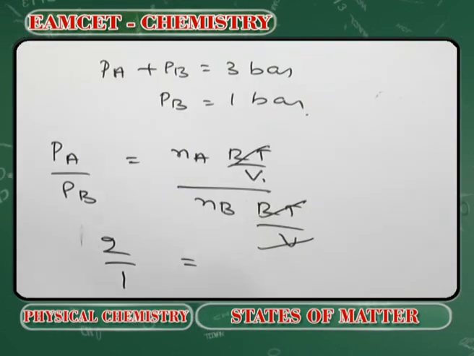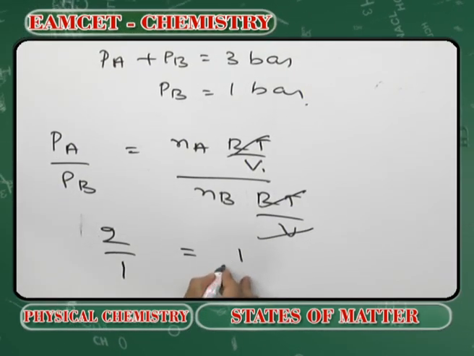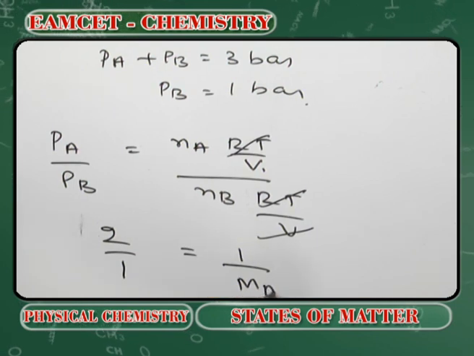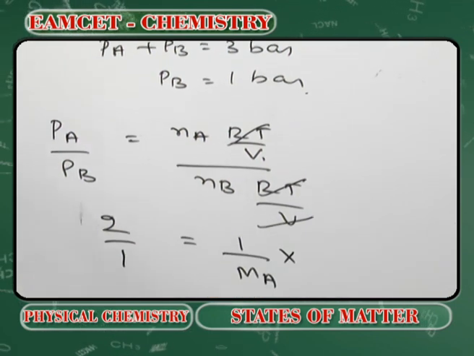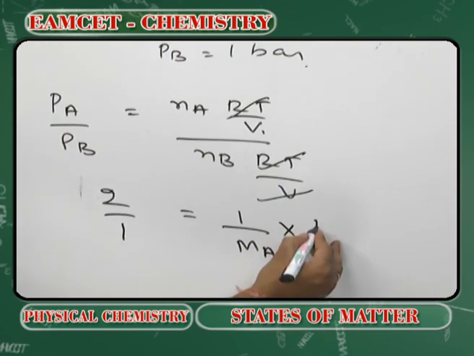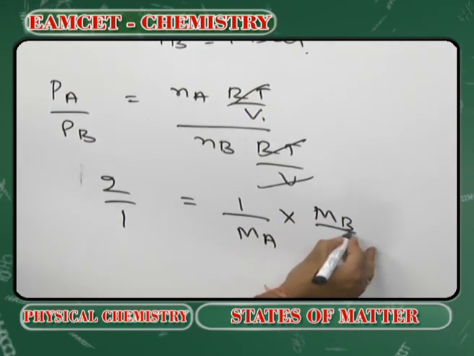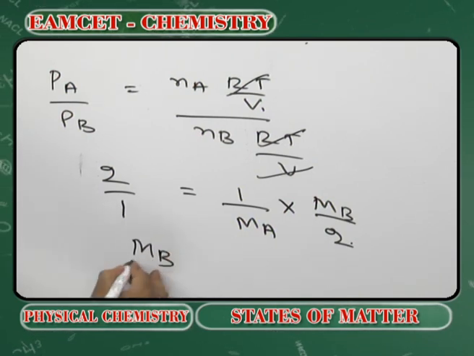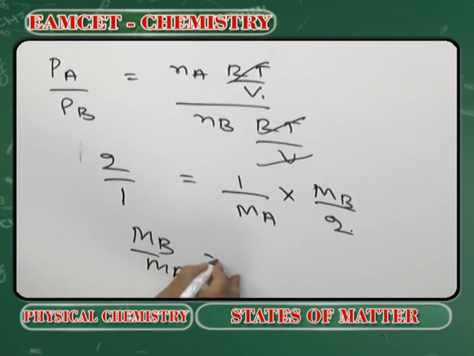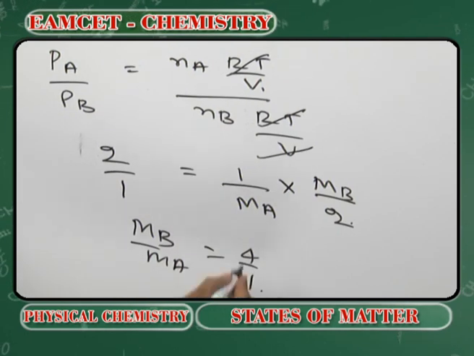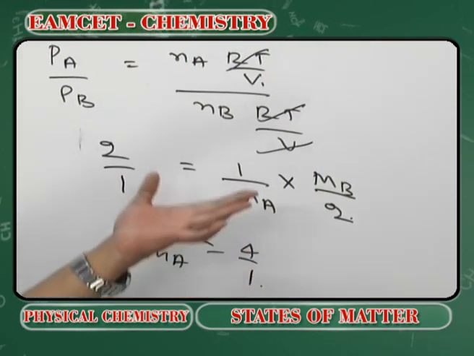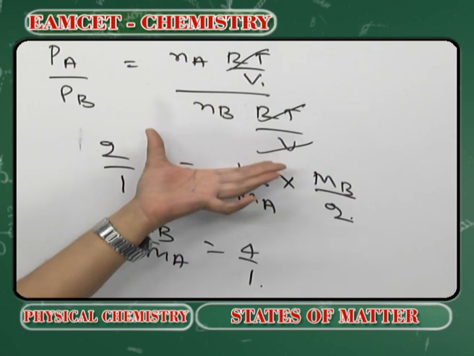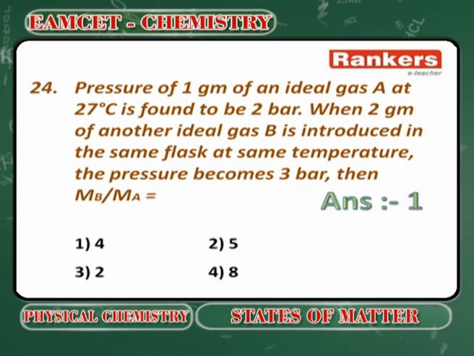And the weight of A, 1 gram of A by MA. What is the weight of B? 2 grams. So MB by MA will be equal to 4 by 1. Simple ideal gas equation. Next question.